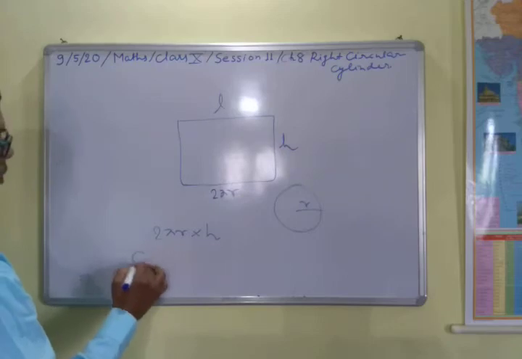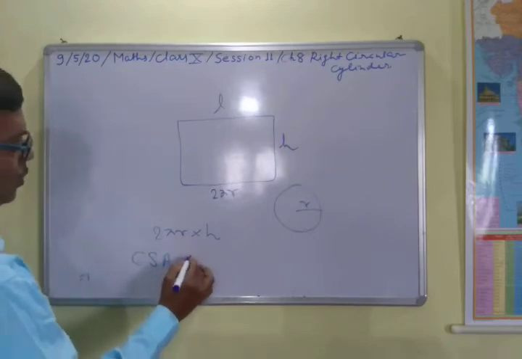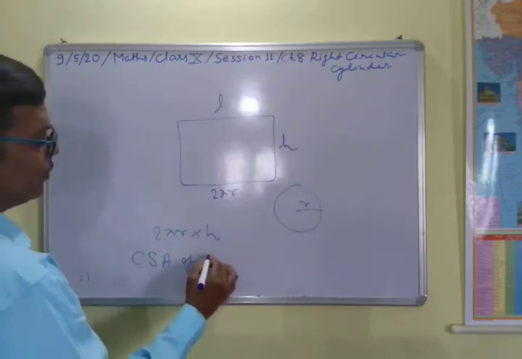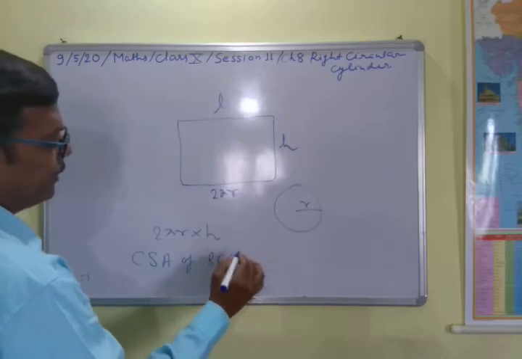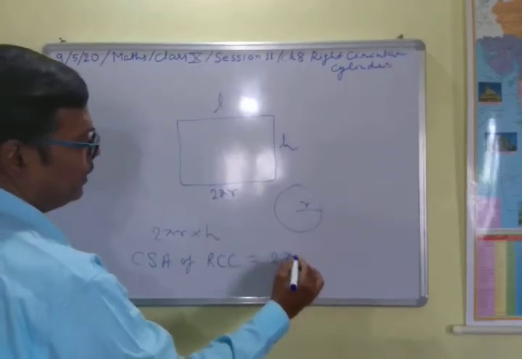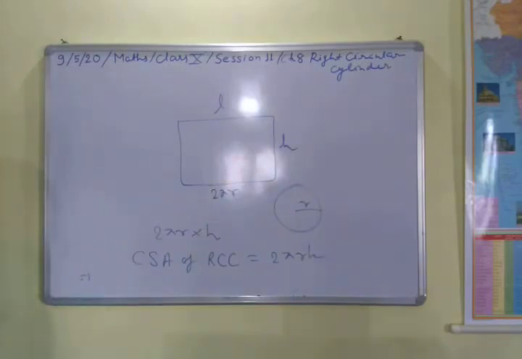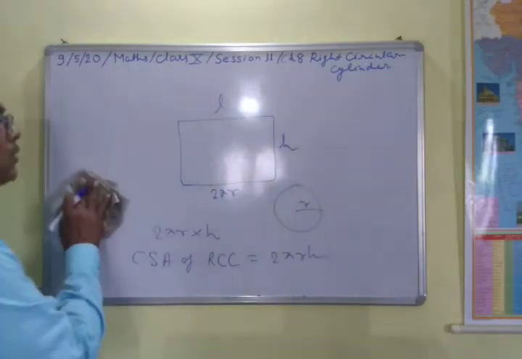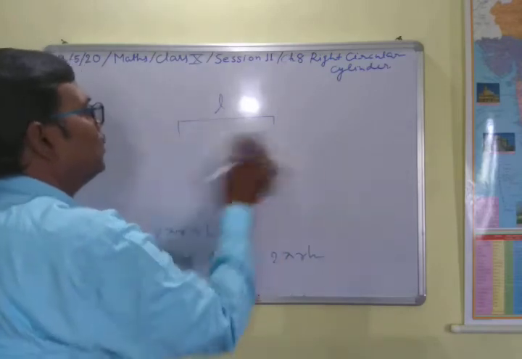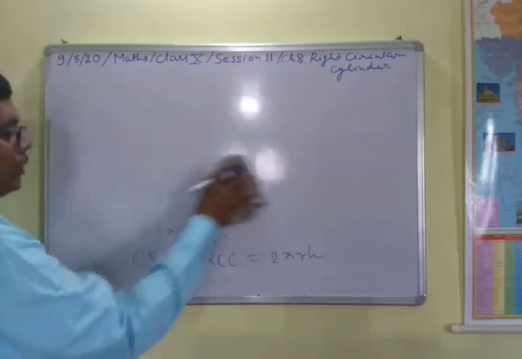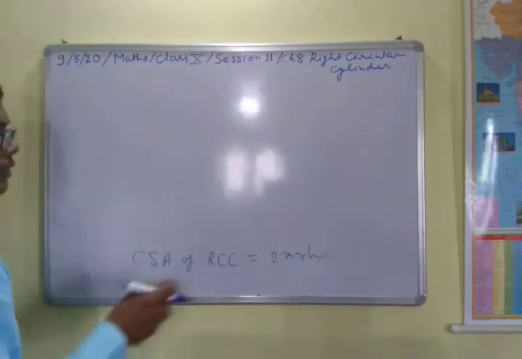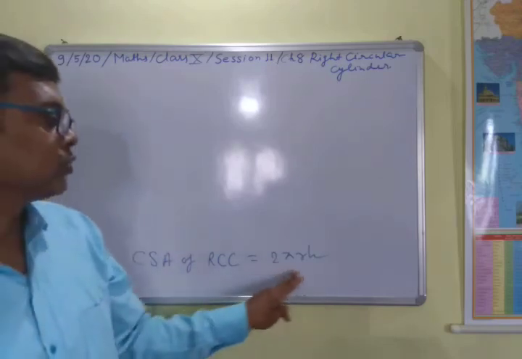So the curved surface area, CSA, of a cylinder or right circular cylinder is equal to 2πrh. Okay, so this is the formula. This is the meaning of the right circular cylinder, and if you understand this, you can easily remember the formula. That is how this formula is. So this is 2πrh.